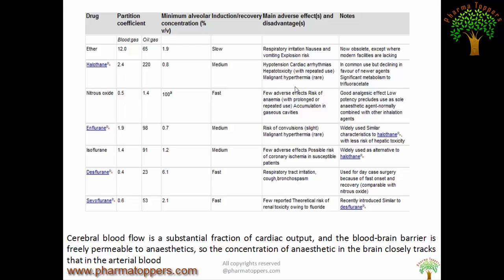In the case of halothane, it is malignant hyperthermia and cardiac arrhythmia. In the case of enflurane, convulsions and malignant hyperthermia. In the case of isoflurane, it is coronary ischemia. In the case of desflurane, it is respiratory depression, basically bronchospasm. In the case of sevoflurane, it is renal toxicity due to fluoride.